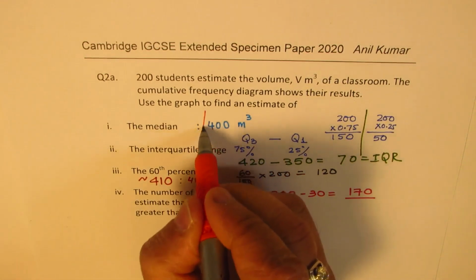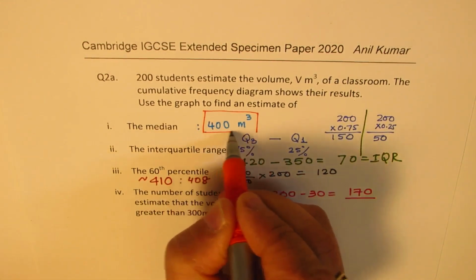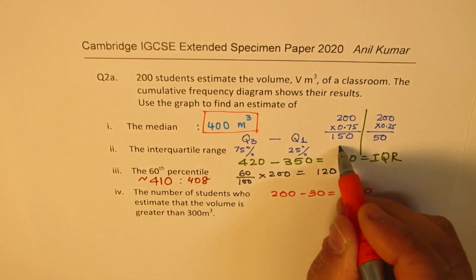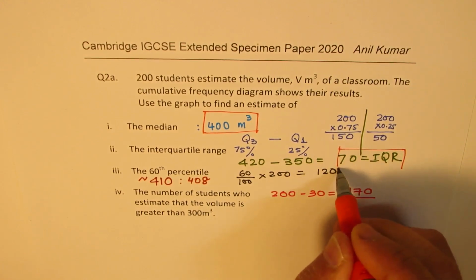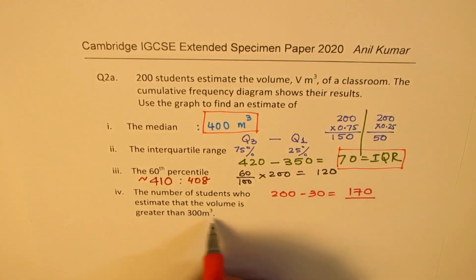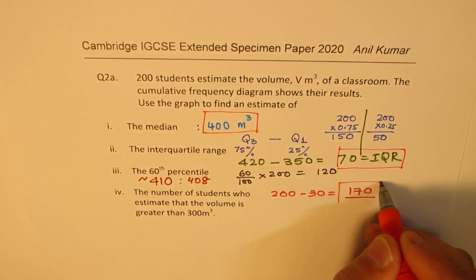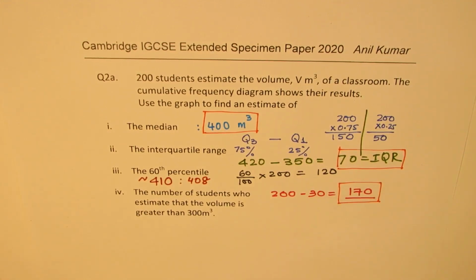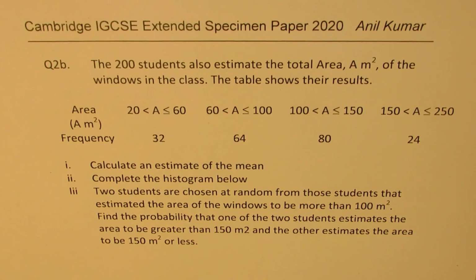So the first answer for the median is 400 meter cube. For the interquartile range, it is 70. And for the number of students who estimate greater than 300 meter cube, it is 170, right? Does it make sense?